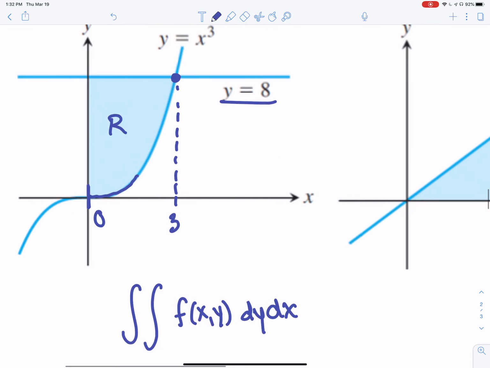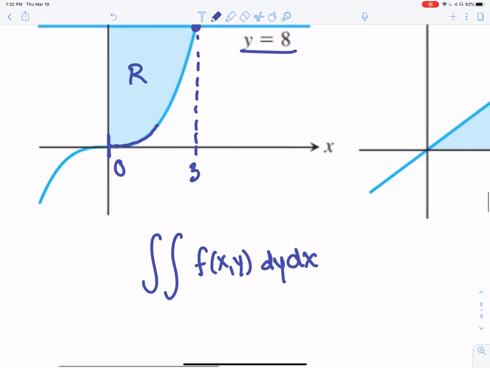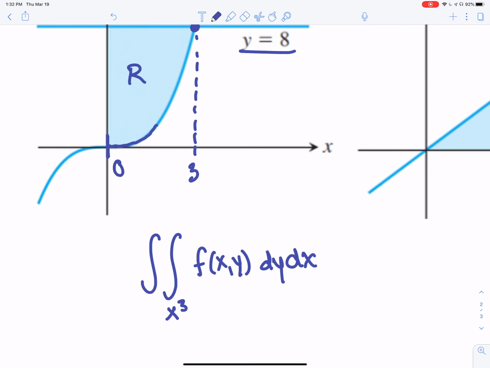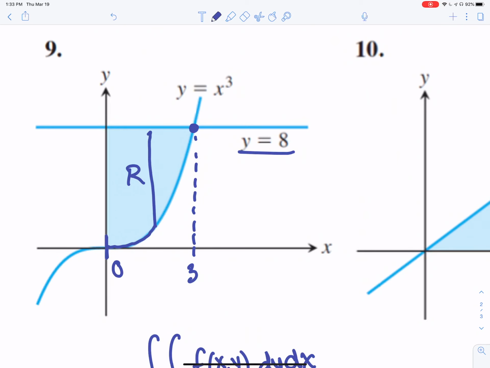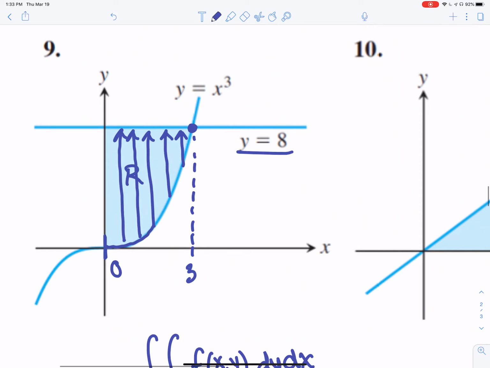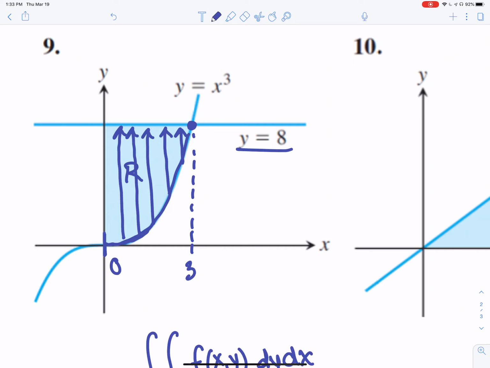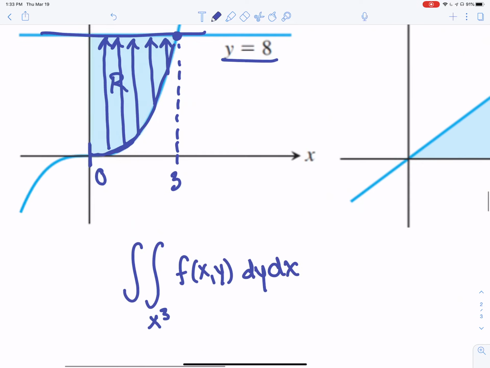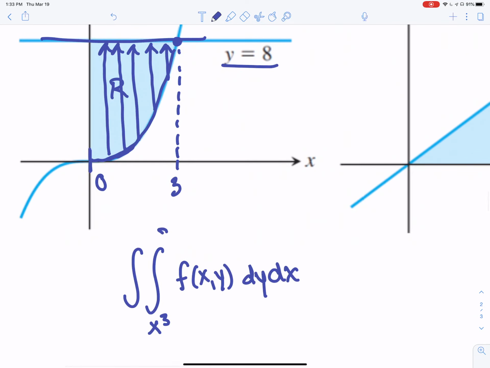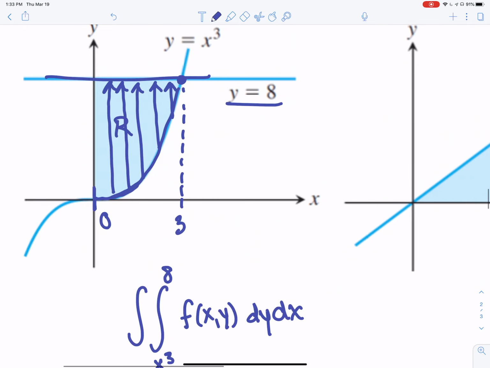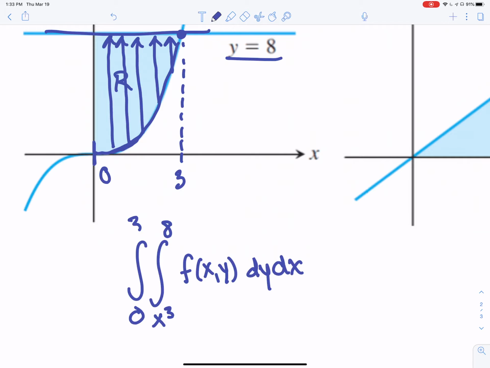So in this case, the lower y bound is actually y equals x cubed. So this will be from x cubed up to y equals 8. And that's true across the entire domain of the region, right? You're going from this lower curve, which is x cubed, up to the upper curve, which is 8. So from x cubed to 8, and then the x bounds would be pretty easy. Those just go all the way from 0 to 3. So it'll be from 0 to 3.